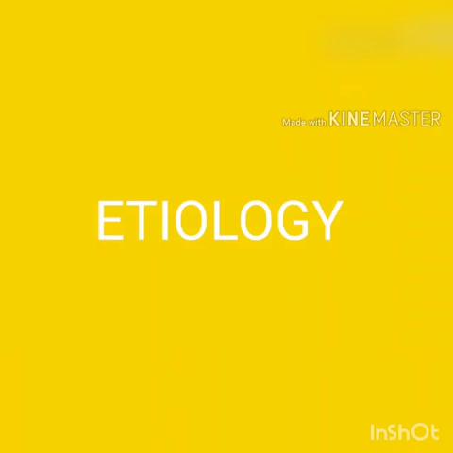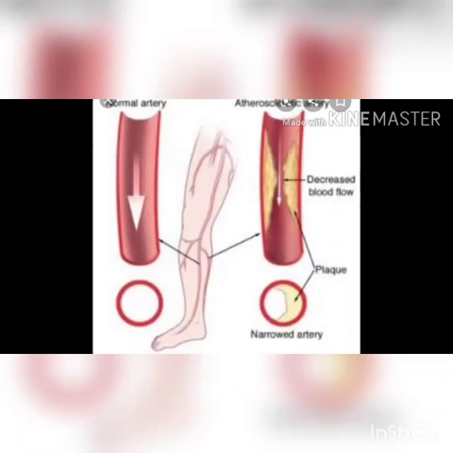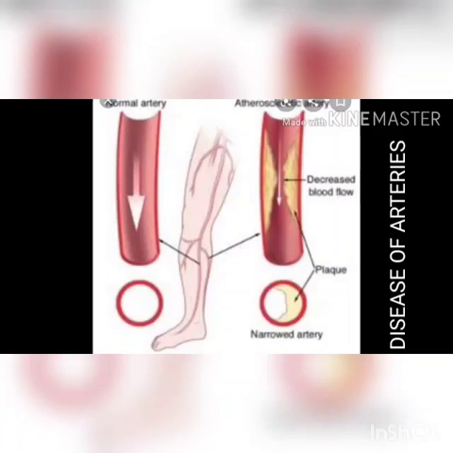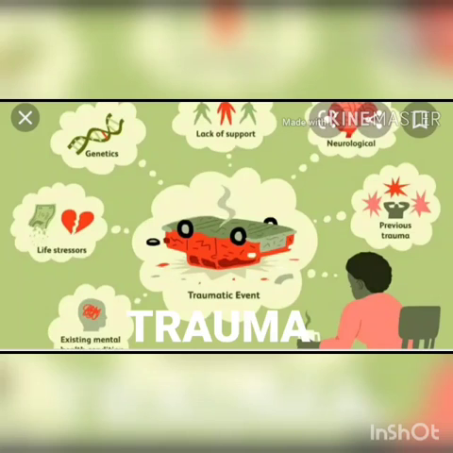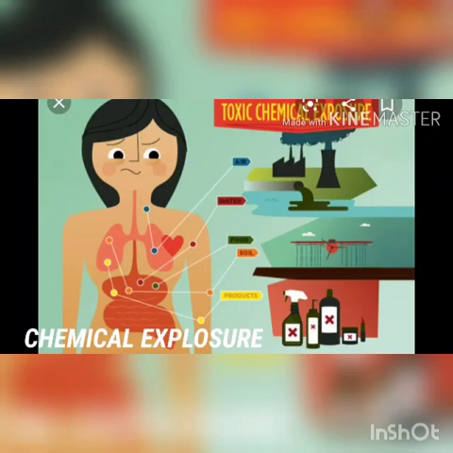Etiology of Buerger disease. Number 1 is disease of arteries. So, disease of arteries, for example, coronary artery disease, peripheral artery disease, vascular diseases. Second one is trauma. It is a one-time event such as an accident, injury, violent attack, genetics problem, life stress. Third one is chemical exposure.